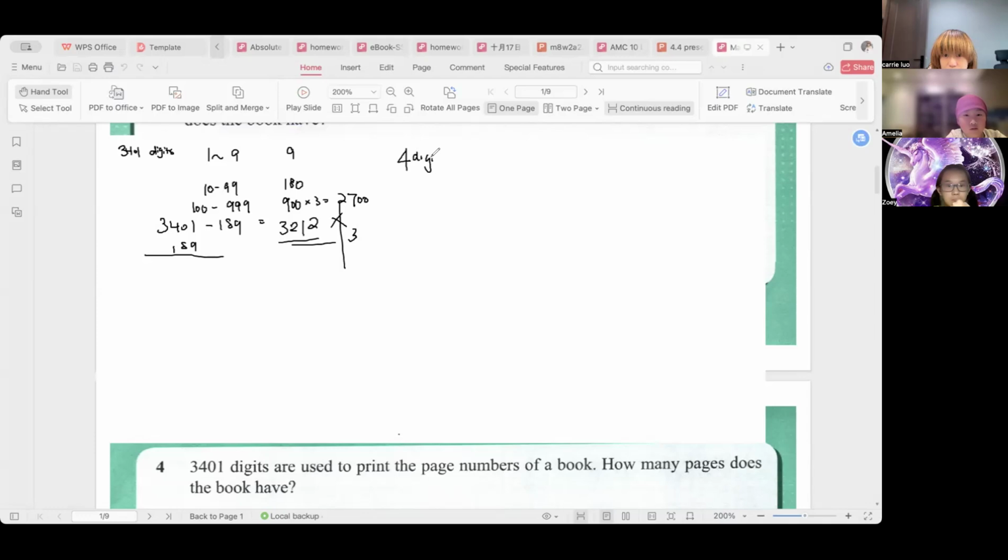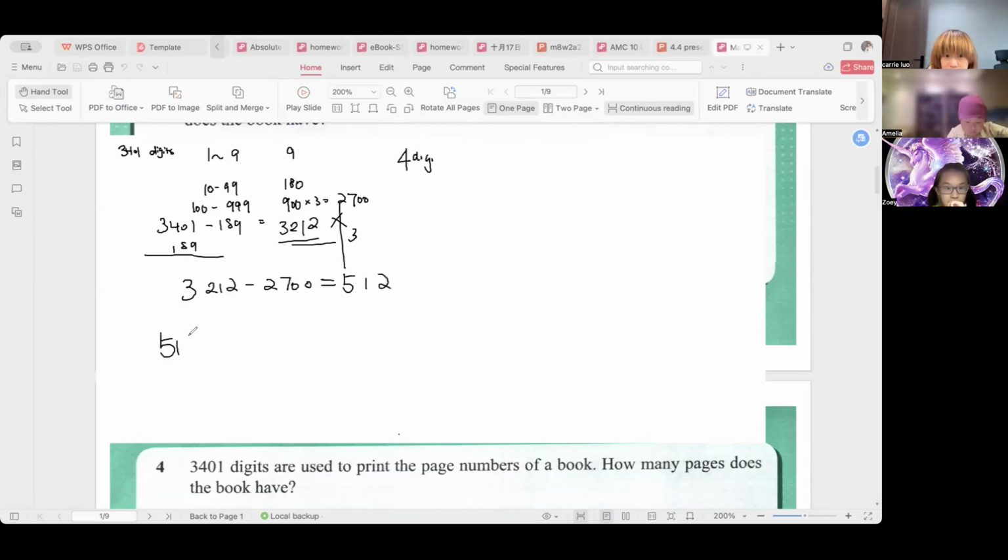4-digit pages. It has several thousand pages, right? It's going to the 4-digit. Okay, so now let's take a look at this one. We should use 3,212 minus 2,700. Get it? So the answer is 512.